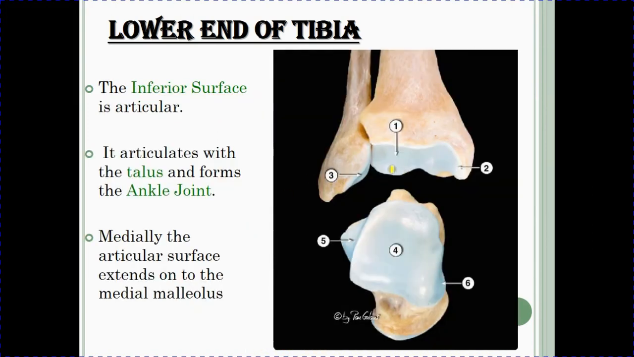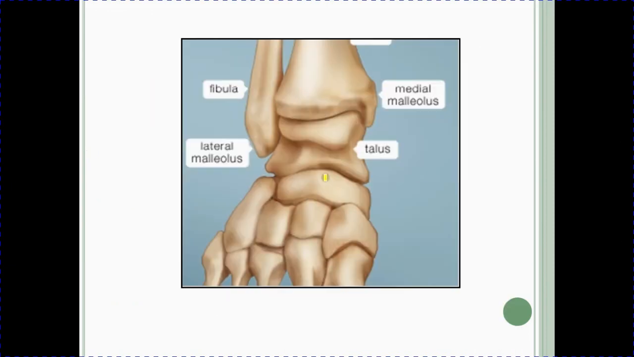The inferior surface of the lower end is articular, and it articulates with the talus bone to form the ankle joint. So this is important. Medially, the articular surface extends up to the medial malleolus. You can see the inferior surface of the lower end of the tibia is articulating with the talus to form the ankle joint.